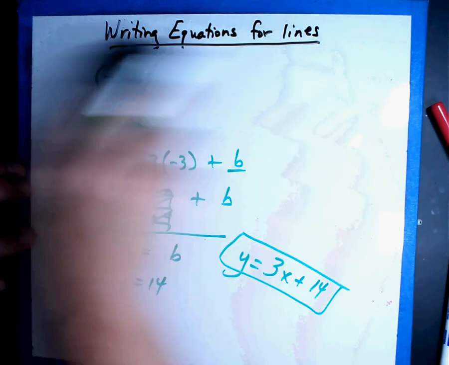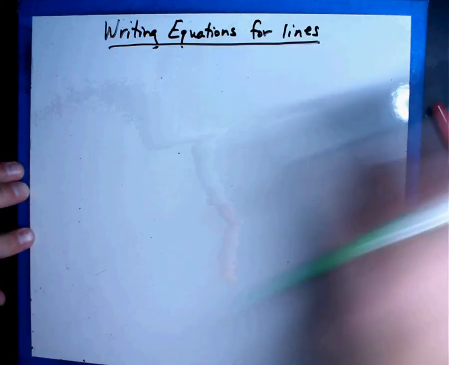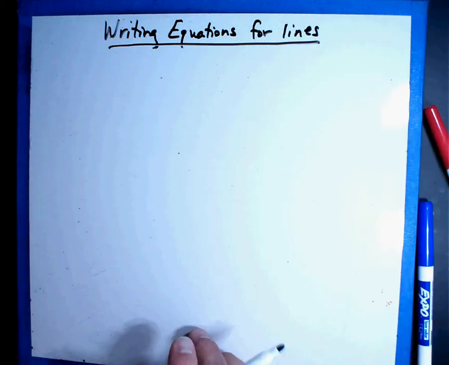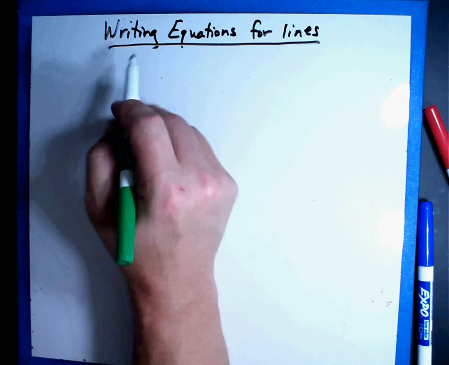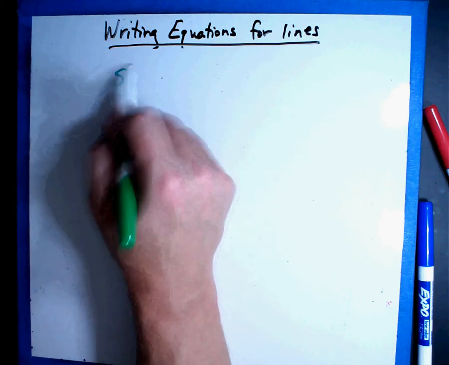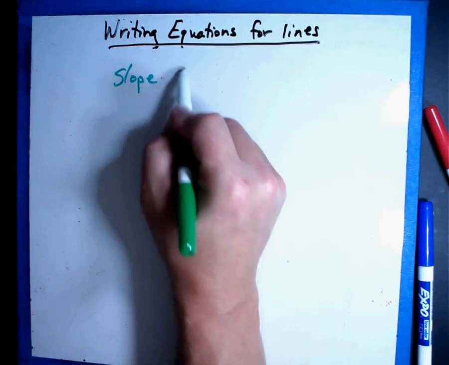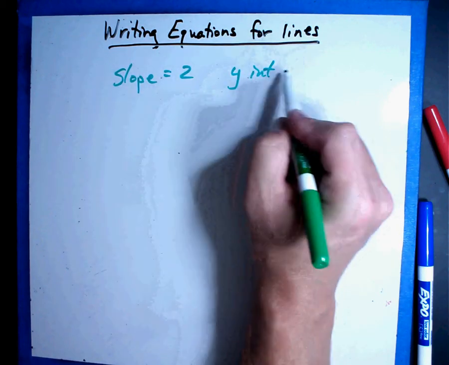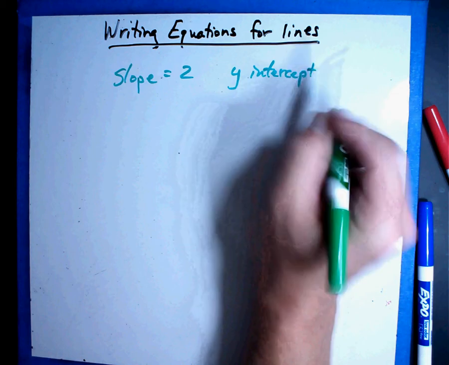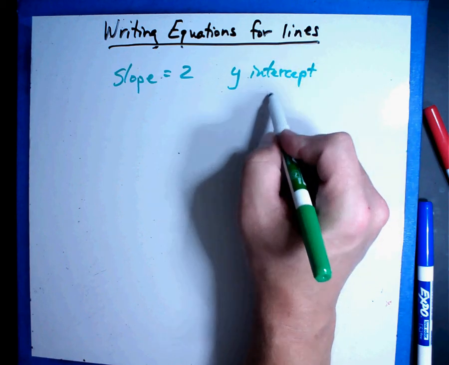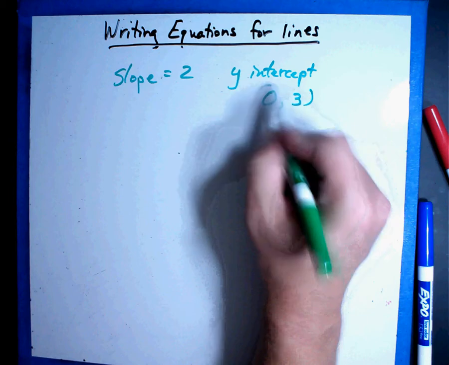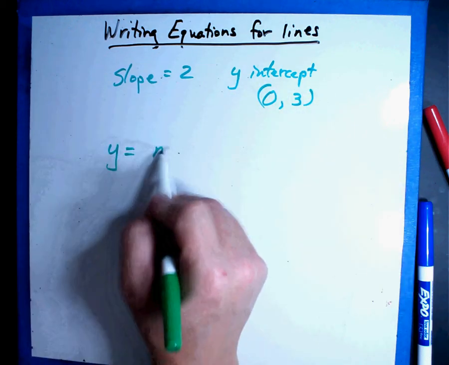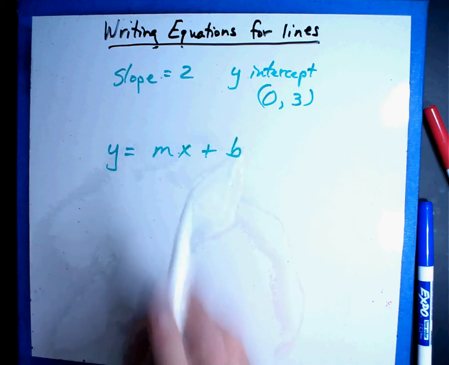Let's try one more. This one's going to look a little bit different. Let's say that you have a line that has a slope of 2 and a y-intercept of (0, 3). What do you do? Well, if y equals mx plus b, big hint.